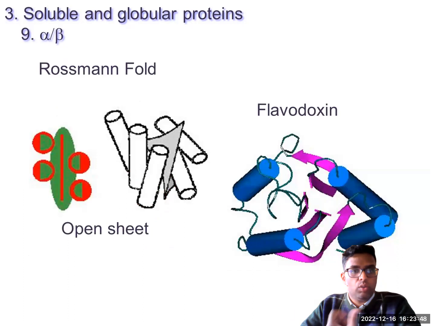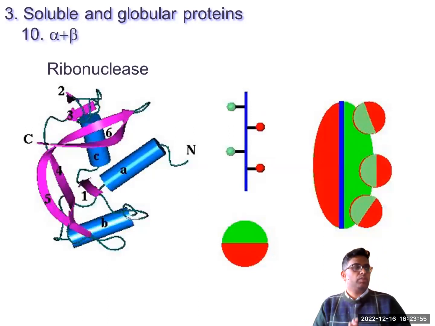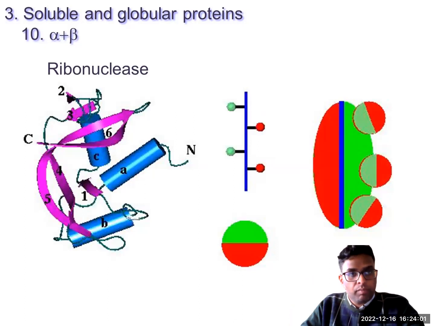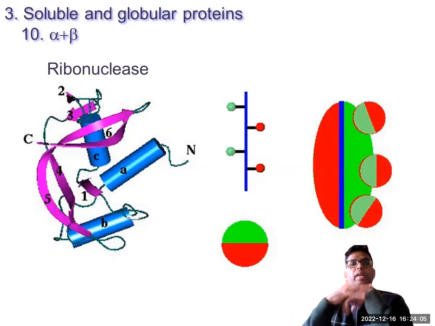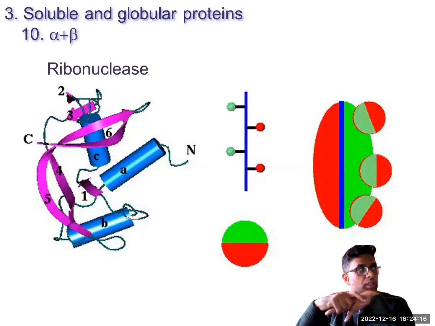Rossmann fold, the open C-tail structure. So flavodoxin. These are just examples. Alpha plus beta means, as I told you, alpha, then beta, and then the last is alpha. So if such type of protein is called alpha by beta, alpha plus beta, and ribonuclease is an example. So up to now, as I think, you have some information about the protein structural levels, and I have covered almost everything related to protein structure, which is important for structural bioinformatics.